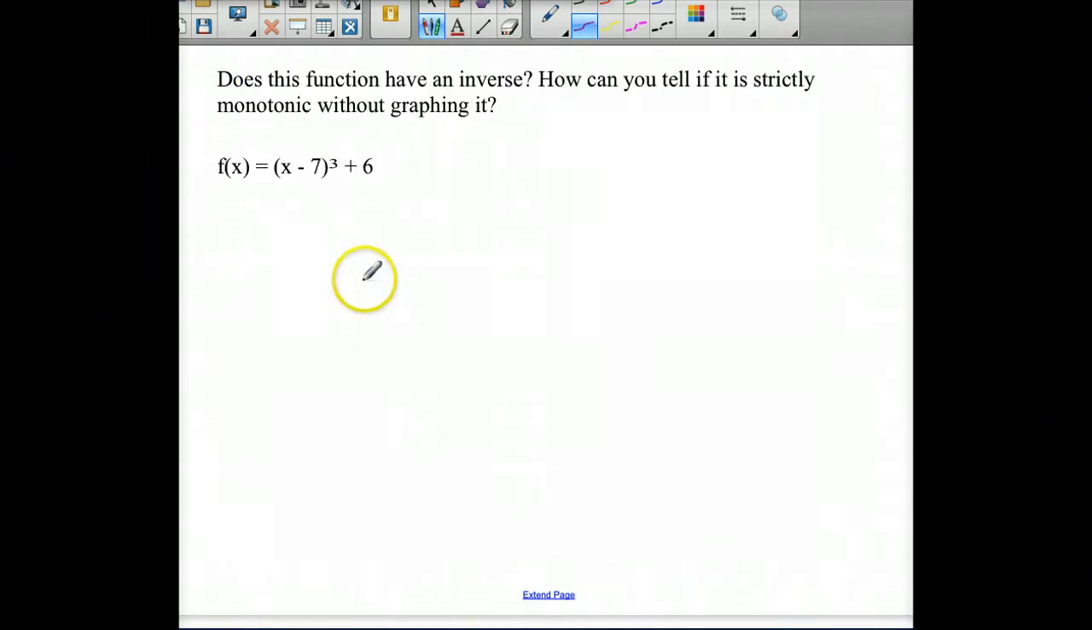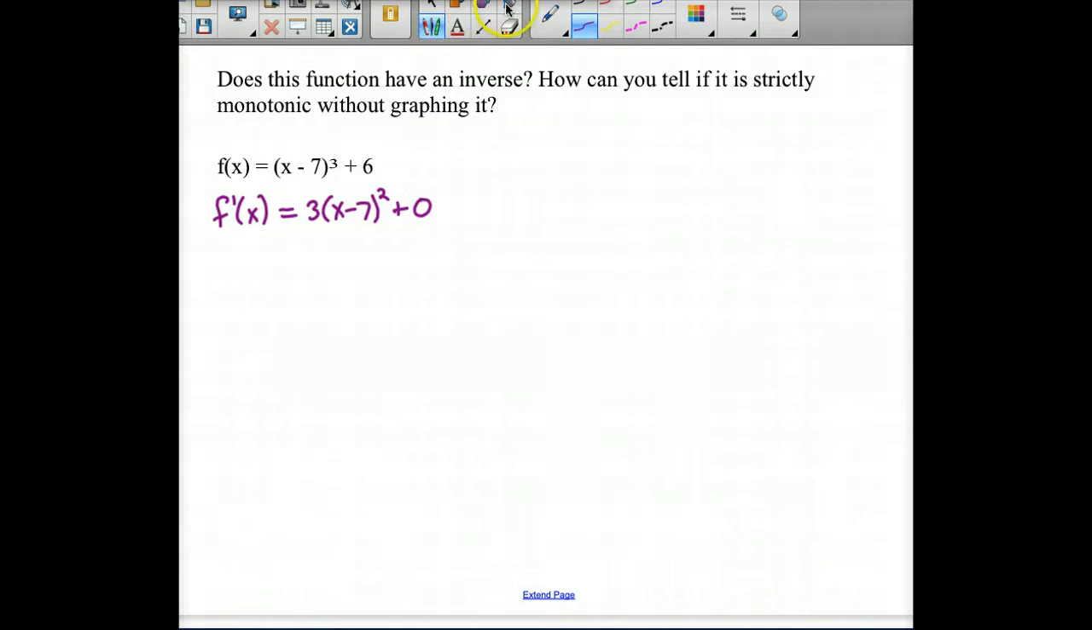So does this function have an inverse? I don't have a graph. How can I tell? That's where calculus comes in. If we want to know if a graph is always increasing or always decreasing, we can take its derivative. So the derivative of x minus 7 to the third power is the derivative of the outside.